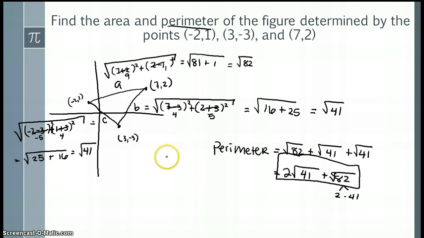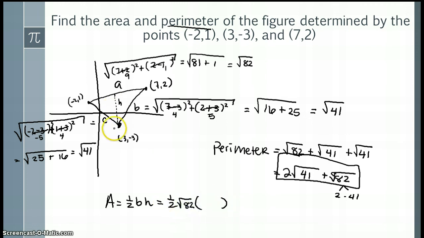So last but not least, I need to find my area. And for a triangle, we know that area is 1/2 the base times the height. And remember that the height is the distance between the base and the opposite side. So I'm going to use A as my base, just because that one tends to be the longest side. And then I'm going to make my height this distance right here, the distance between line A and this point right here. So it's going to be 1/2 the square root of 82.